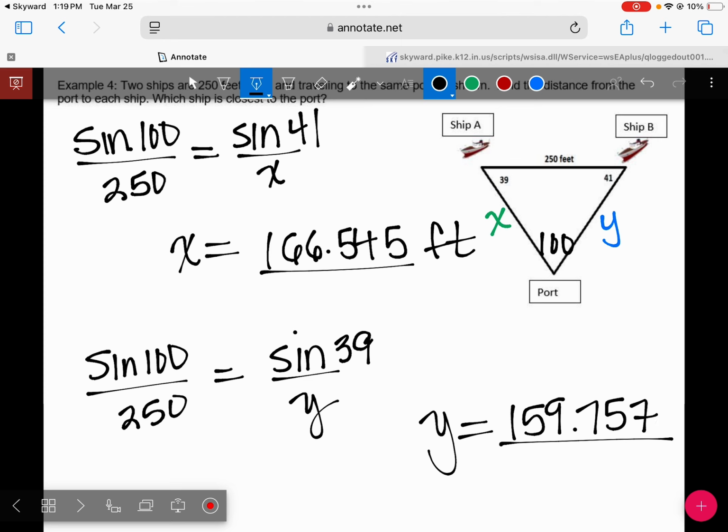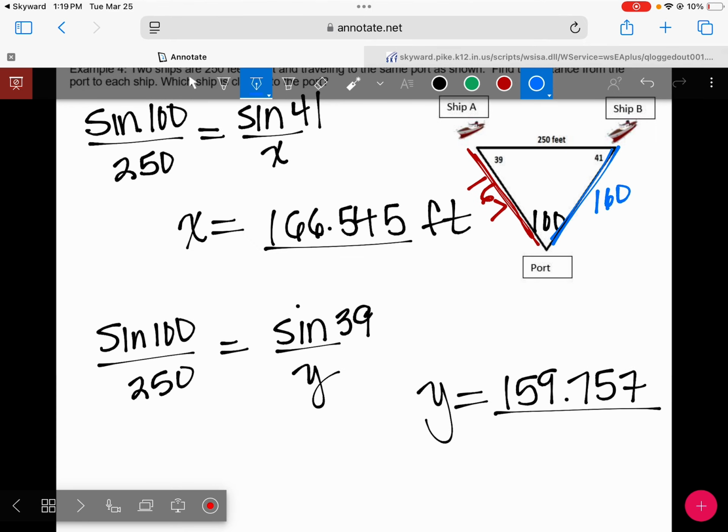So it's asking us which ship is closer. Is ship A closer to the port, or is ship B closer to the port? We figured out that this distance is about 167, and this distance is about 160. So the closest one would be ship B. No, I agree, but we weren't getting a consistent answer, so that's why I went through it. Okay.